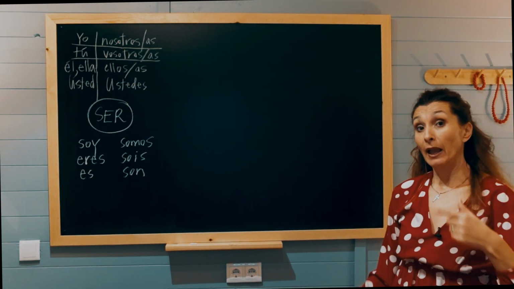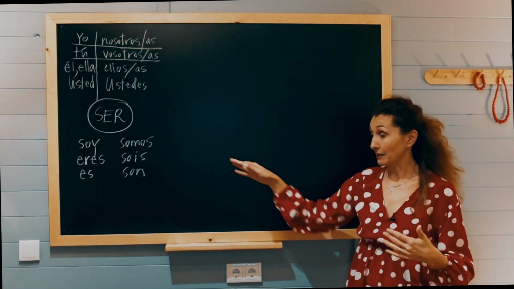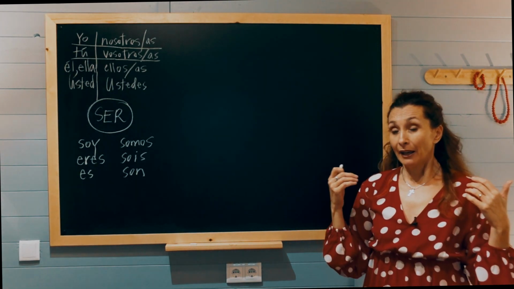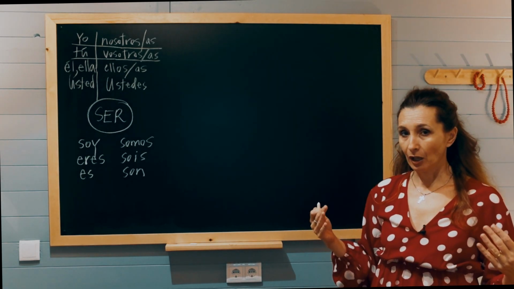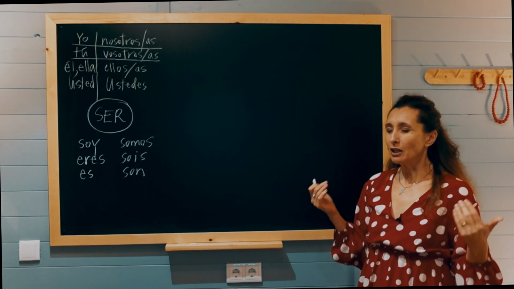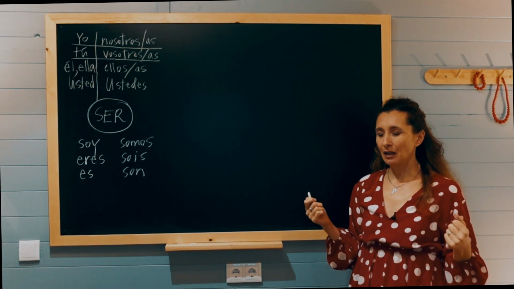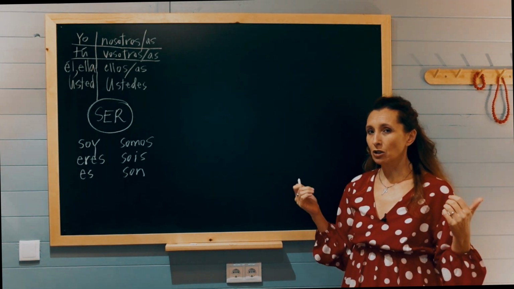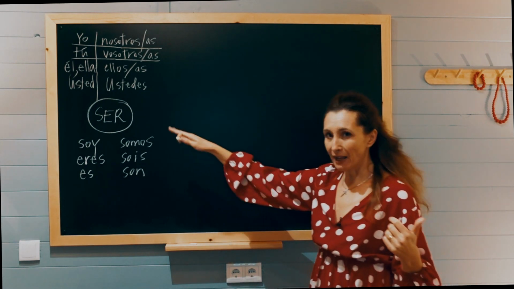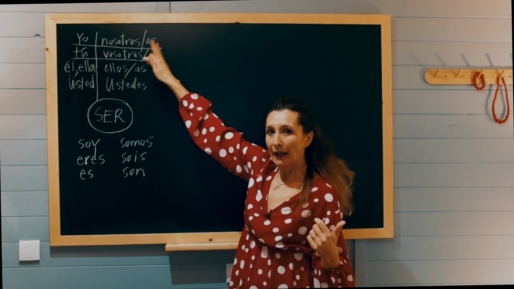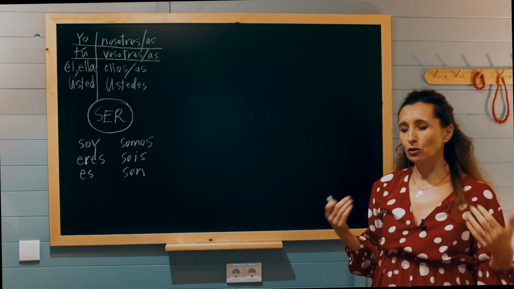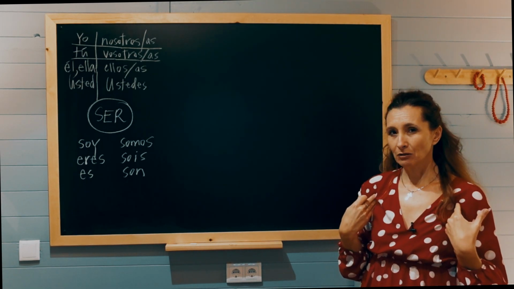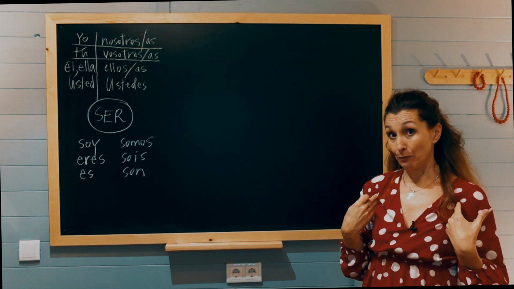Okay, so as you practice this and repeat, and I urge you to repeat it over and over again. Just go: soy, eres, es, somos, sois, son. Just as you say these words, have this in mind and know that when you say soy, you are saying yo soy, or in English, I am.